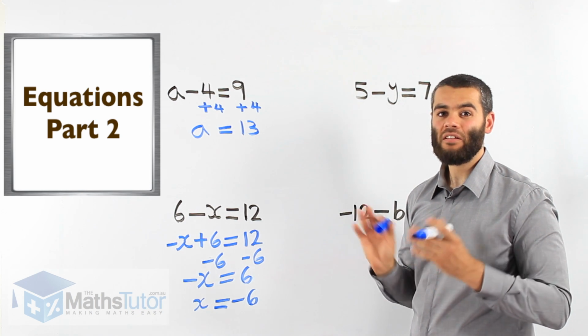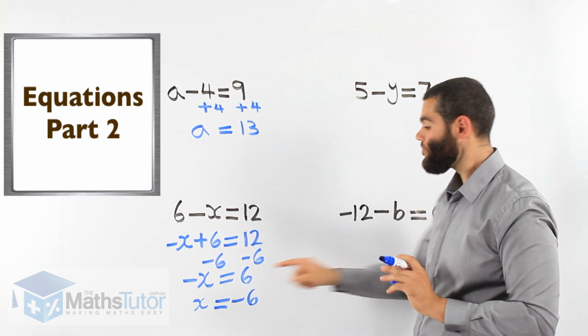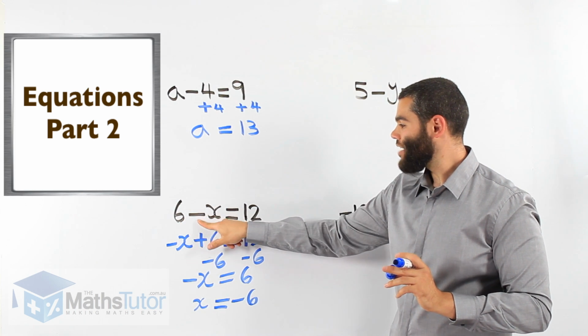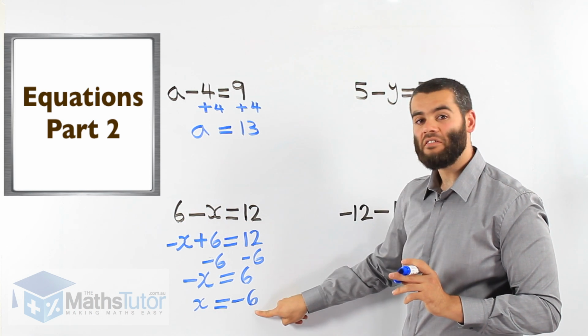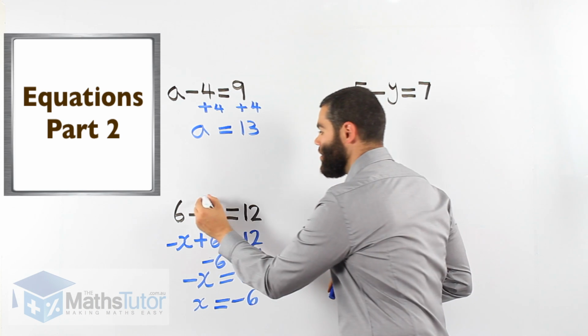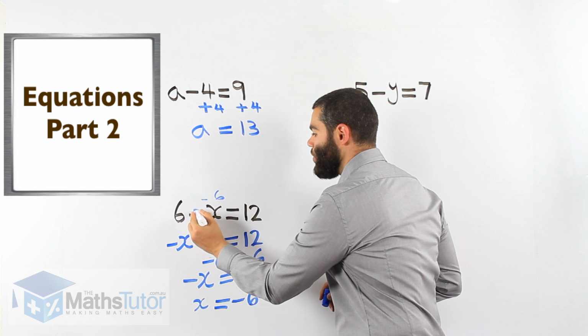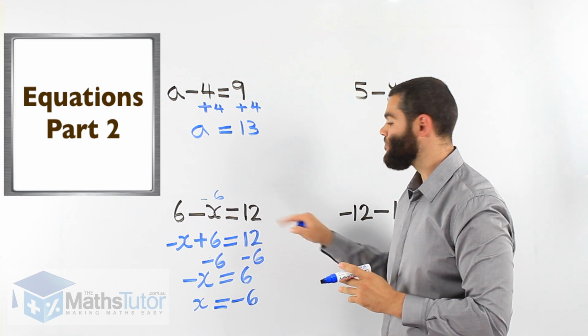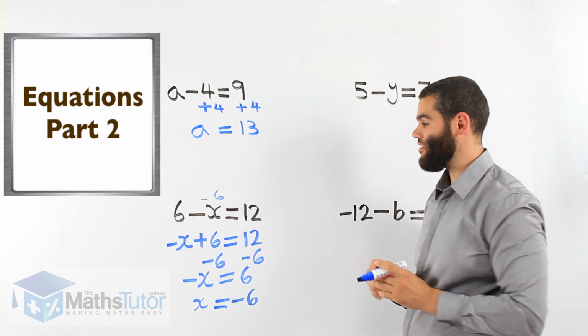How do we know it's correct? Well, let's try. X equals minus 6. 6 take away minus 6, because x is minus 6. So 6 take away minus 6. We know two negatives next to each other become a plus. 6 plus 6 is 12. That's how easy it is.